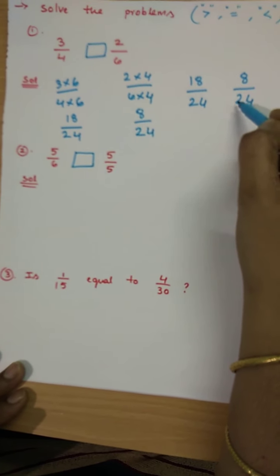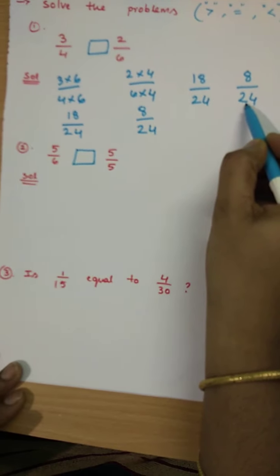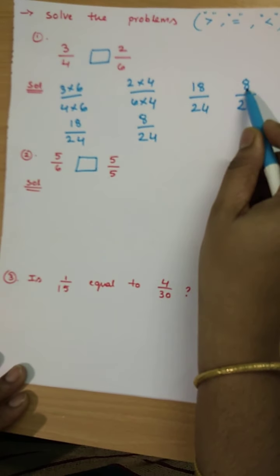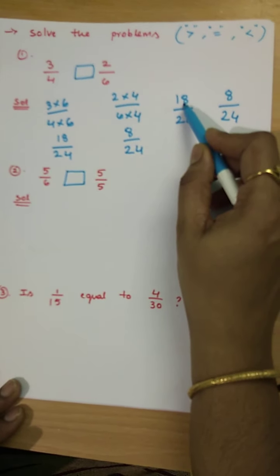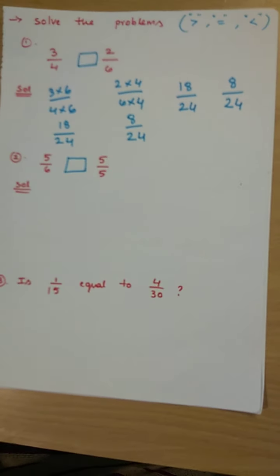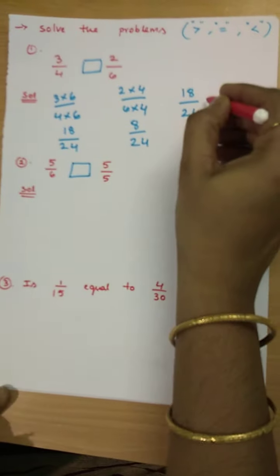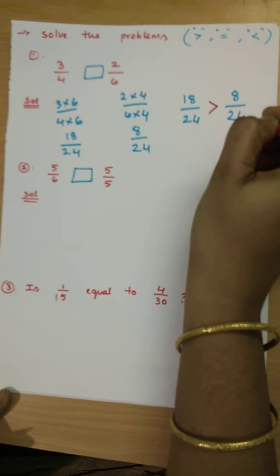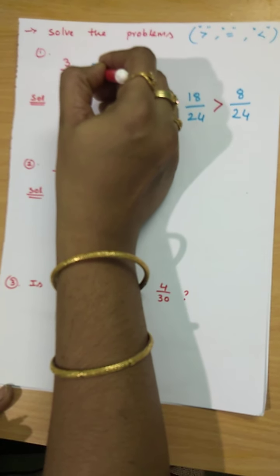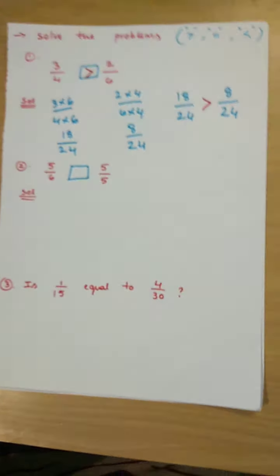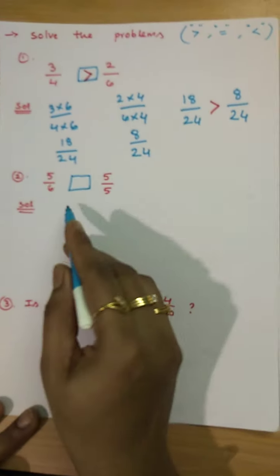Now we can compare it easily. Both denominators are same, that's why we will compare only numerators. 18 and 8. Here 18 is bigger and 8 is small. So 18 divided by 24 is greater than 8 divided by 24. So in this box we need to write greater than. Okay, here is a second example.